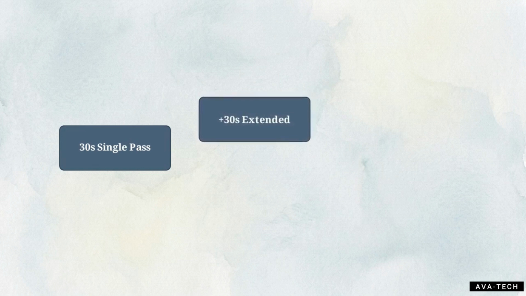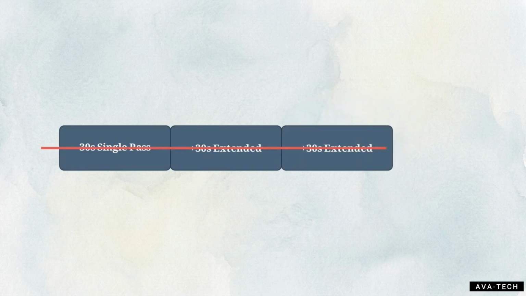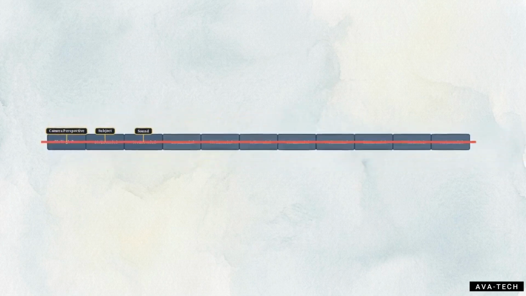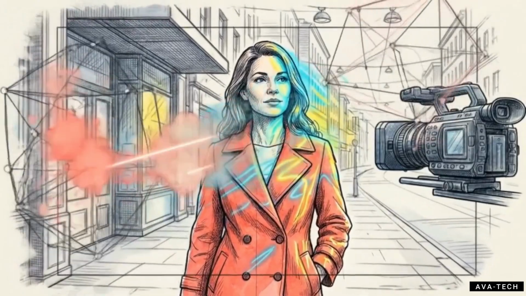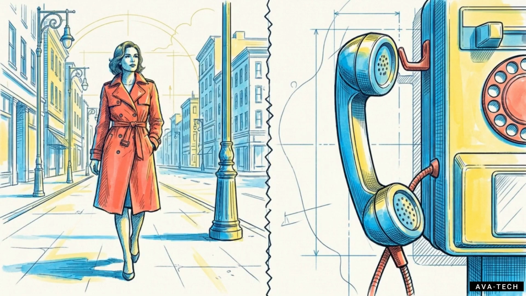But you aren't capped at 30 seconds. With multi-round extension, your next shot snaps right on to the end of your existing timeline. Because it reads previous context, continuity holds. Camera perspective, subject, and sound remain perfectly locked across multiple minutes of footage. This changes how you pace a sequence. You no longer need to use a physical cut to hide a lighting glitch. You only cut when the story actually demands it.